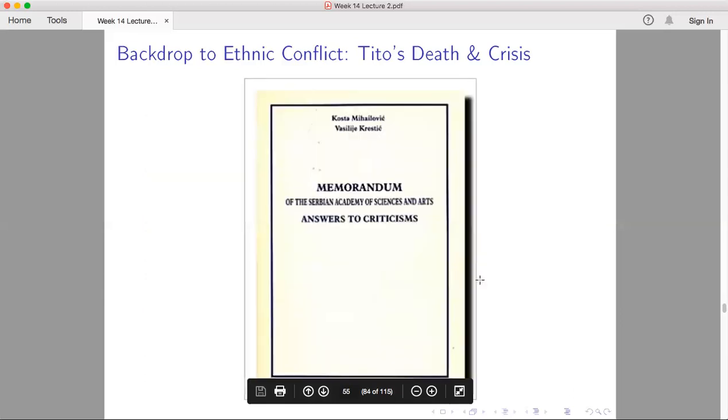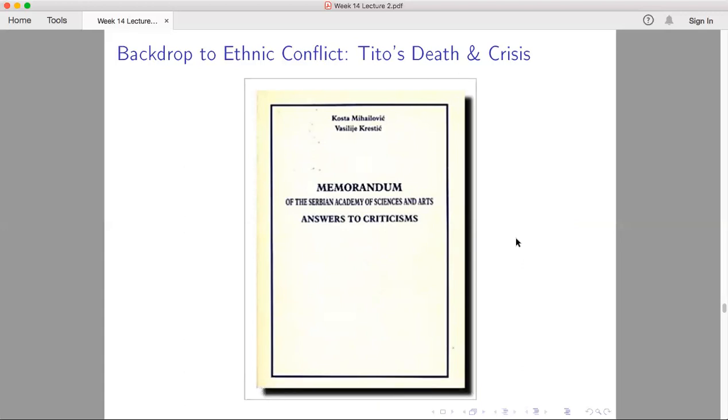We also saw in 1985 the Serbian Academy of Arts and Sciences release a memorandum that was highly critical of Croats. It engaged in various hate speech towards Croats and ethnic Albanians, promoting basically this idea of Serbian supremacy and Serbian nationality. What we see is the foundations of conflict being stirred up in these areas.